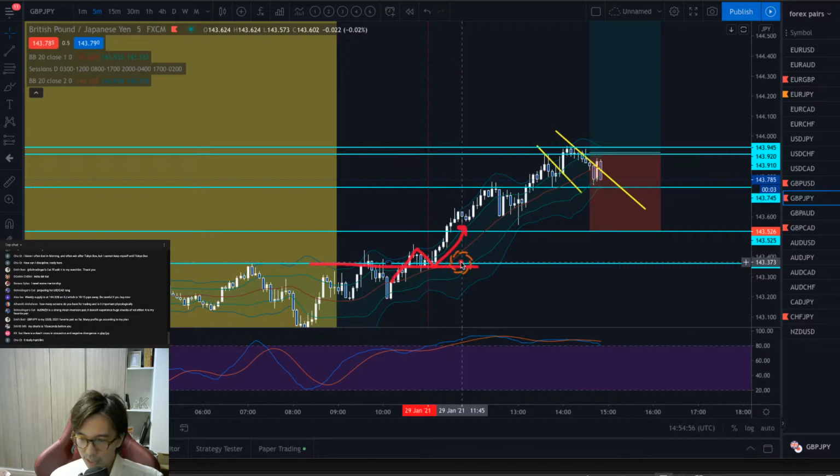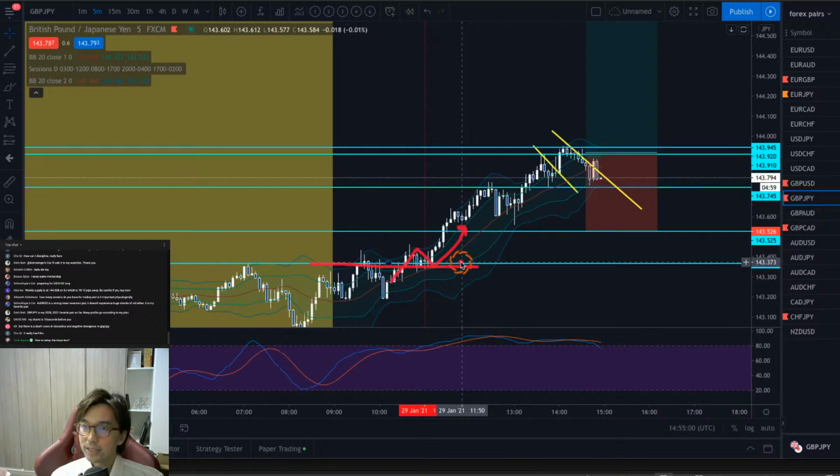Okay, let's see. Weekly supply is at 144.028. Alright, 144.028, and GJ is 10 to 15 pips away. Be careful if you buy now. Yeah, 144.028 is very close.